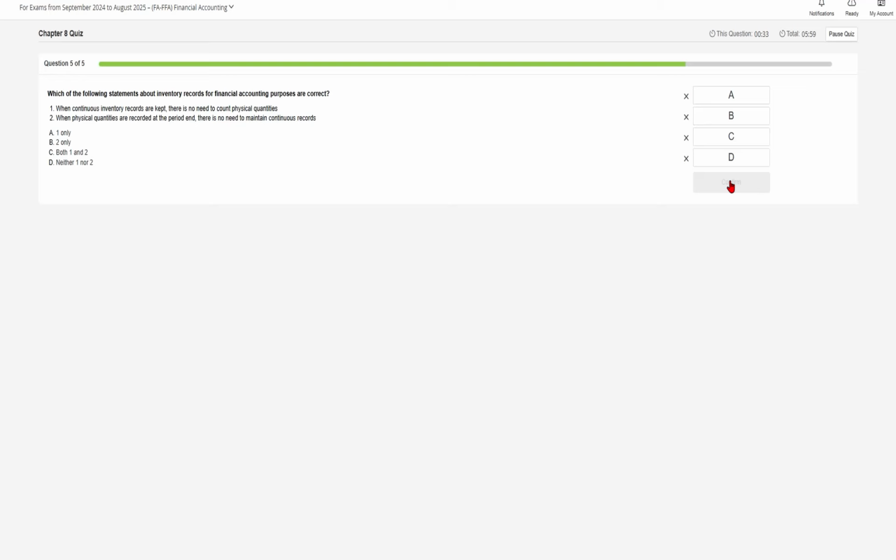Even if a business keeps continuous records, it still must do a physical count to check for errors, to confirm the accuracy, or to confirm whether the inventory has been stolen or not. So option 1 is incorrect. That means A and C is out. Next: when physical quantities are recorded at the period end, there is no need to maintain continuous records. Yes, this one is correct. If we are maintaining the physical quantity record, there is no need to maintain continuous records.